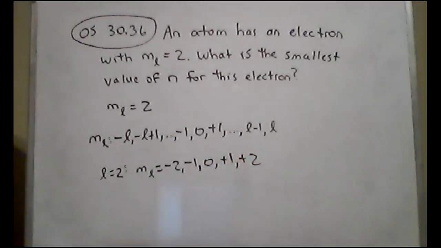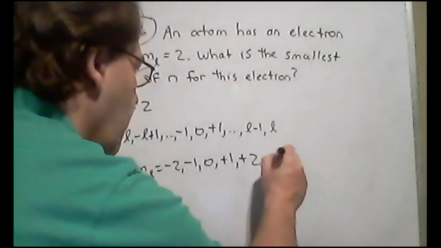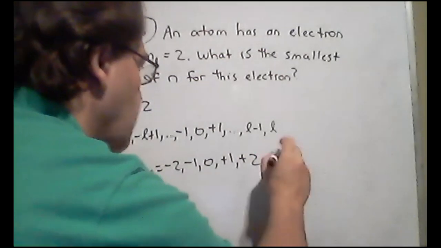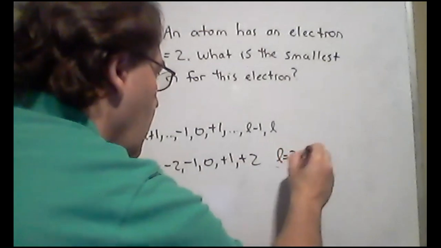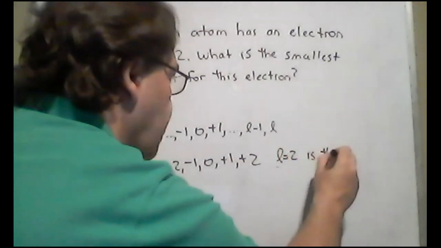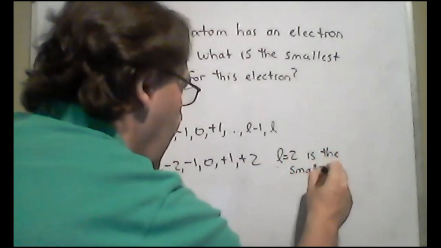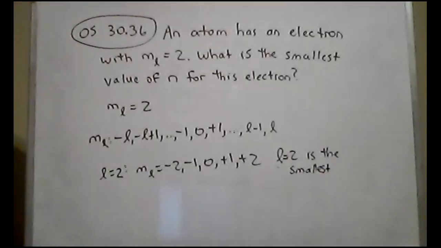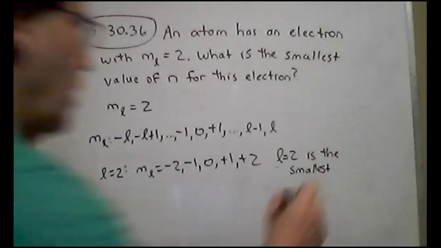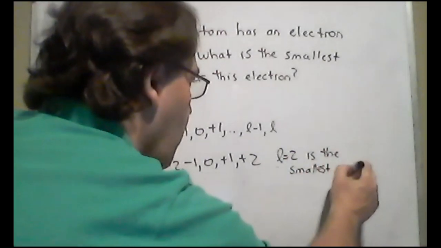Great. Okay, now we're looking for the smallest value of n. So L equals 2 is the smallest value of L. Because, of course, the smallest value of n will have to correspond to the smallest value of L. I'm trying to minimize stuff. Smallest value of L.